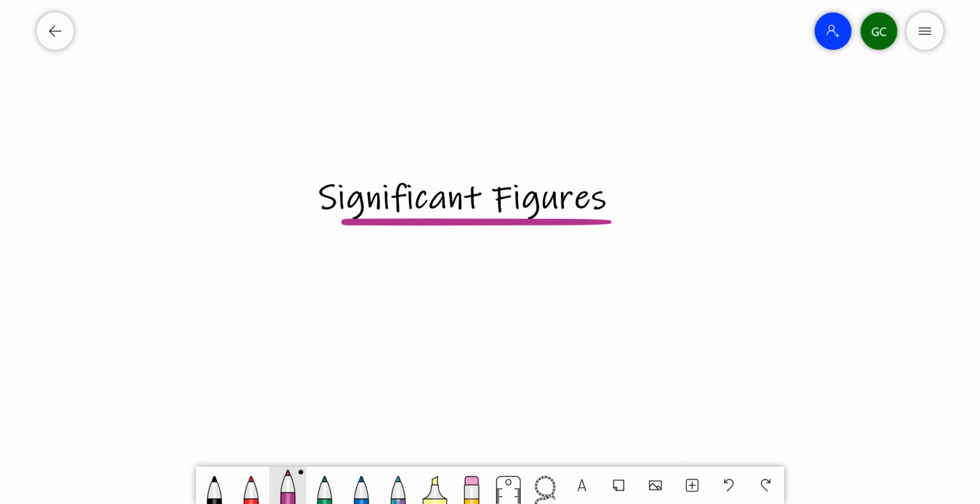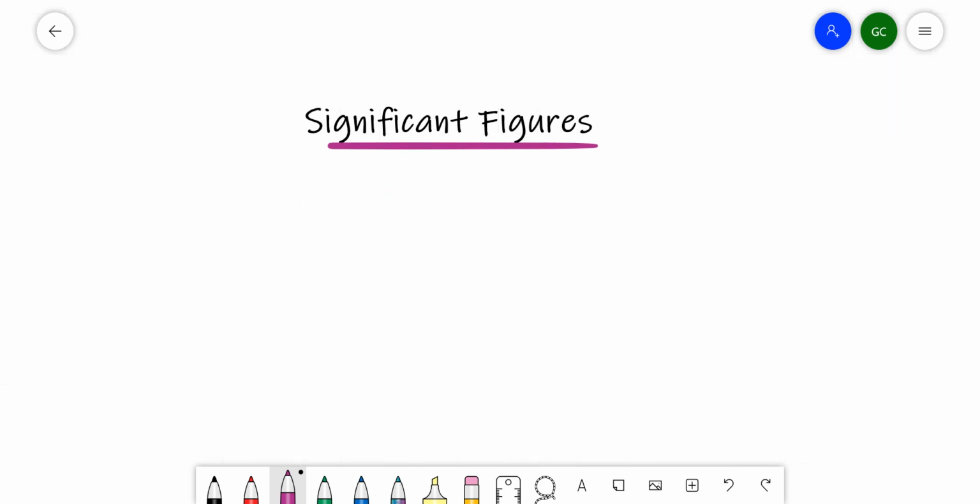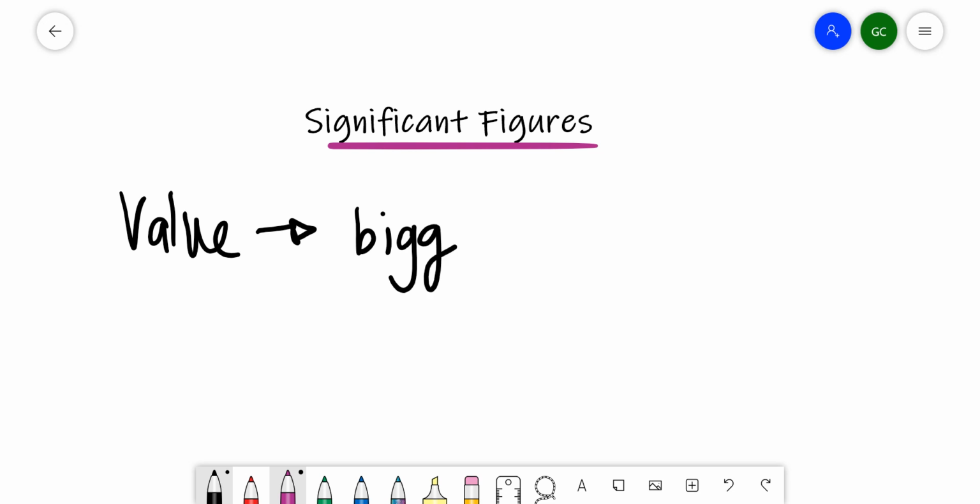What I want to start with talking about quickly is what a significant figure is. We have discussed in the past that a significant figure is a digit with value. And what does it mean if something has a value? Well, for it to have a value, it has to be bigger than 0. Okay, so 0 is not a significant figure.